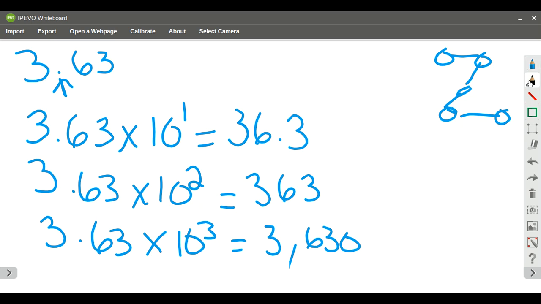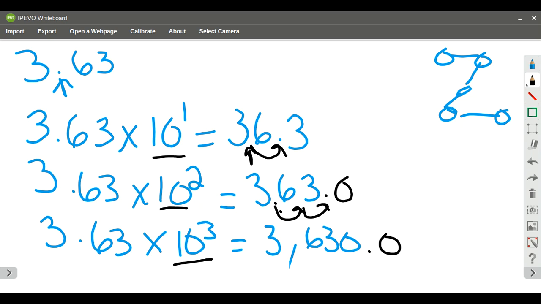My original decimal was right here in this problem. When I multiplied by 10 to the first power, my decimal moved one place to the right. When I multiplied by 10 to the second power, it moved two places to the right, because the decimal now lives there. The decimal is always after the ones place value. So when I multiplied by 10 to the third power, the decimal is where my comma is in my product here. My decimal moved 1, 2, 3 places to the right.